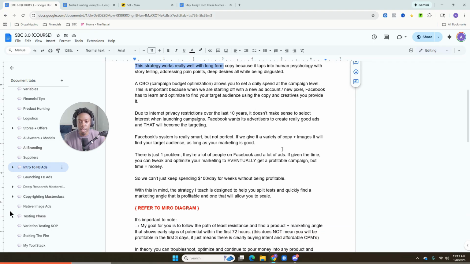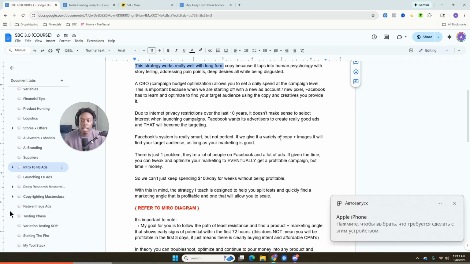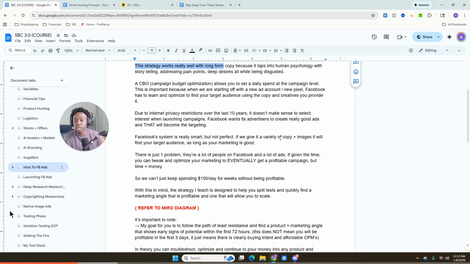Due to the internet privacy restrictions over the last 10 years, it doesn't make sense to select interests when launching campaigns. So if you're marketing to people about weight loss, you'll never go into the ad set level and select specific interests, because nowadays, Facebook's targeting platform works way better with actually leaving everything open and broad and creating really good copy and really good ads that speak to your target audience. That is now the new targeting.